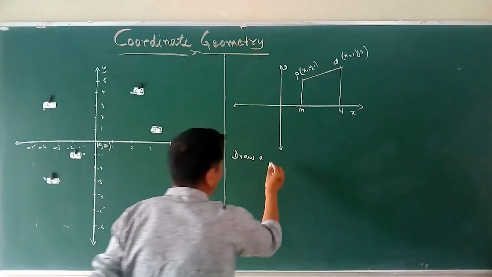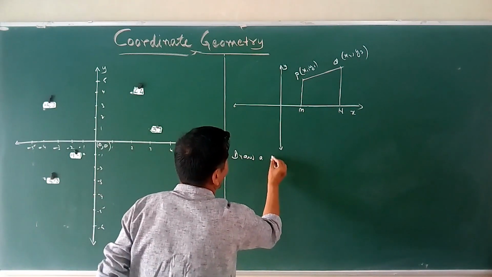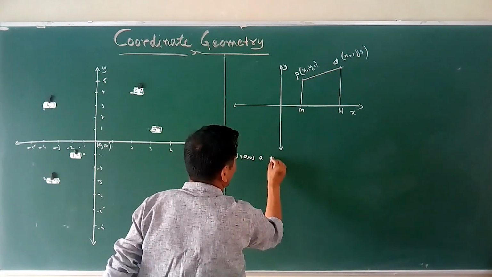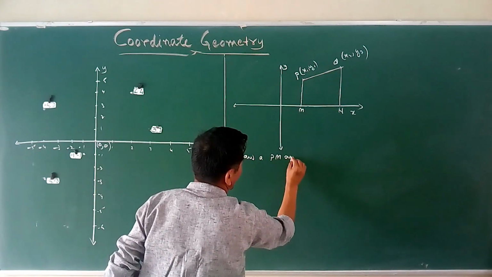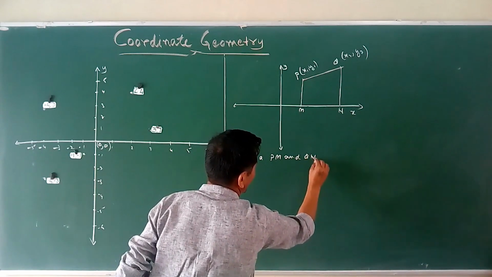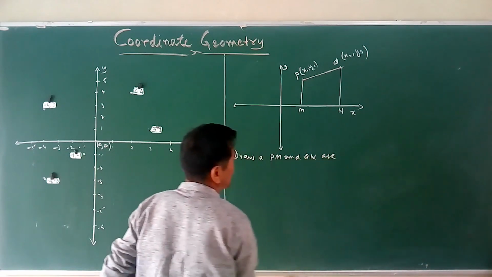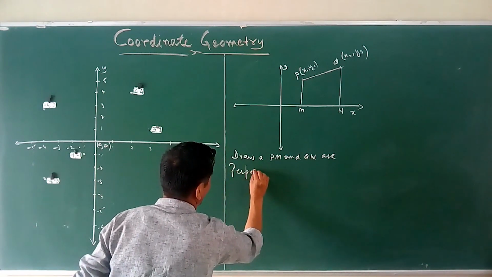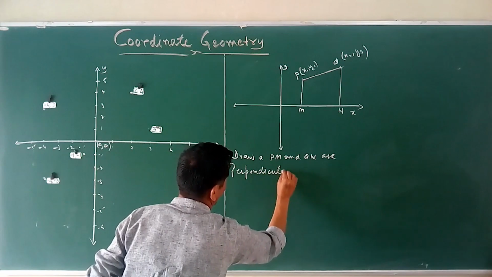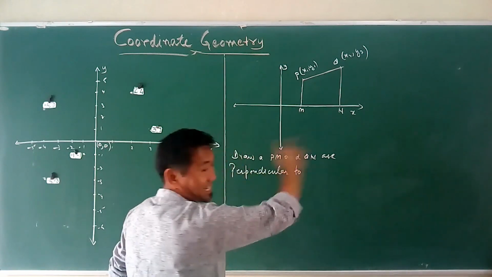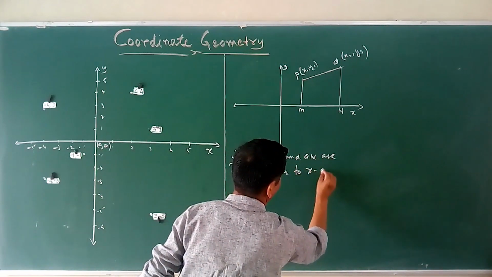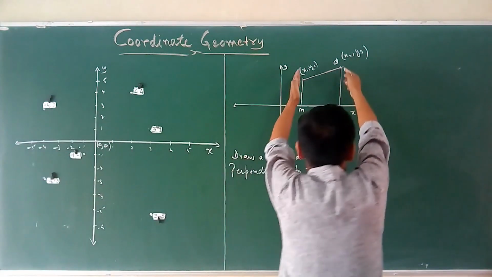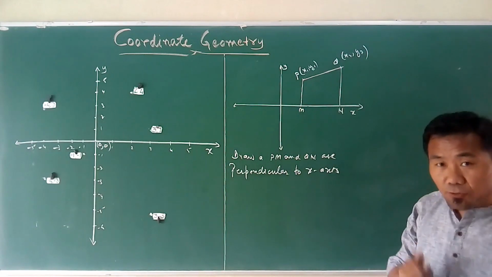So then I have to draw PM and QN. PM and QN are perpendicular to the x-axis, right? X-axis.